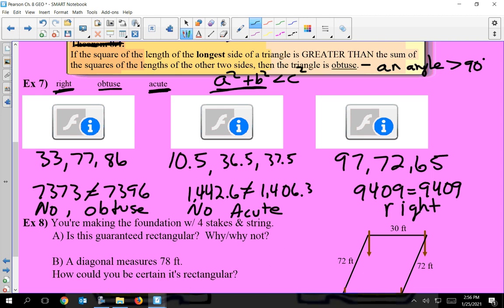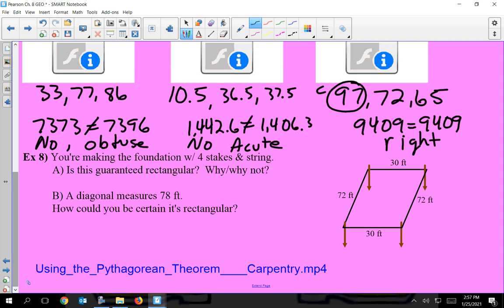Okay, now the last one you had to be careful. That was your C. So the first two we put them all in order for you, but this last one we reversed it a little bit. So I get 9,409 equals 9,409, so therefore it is a right triangle. Okay, all right, let's finish this off.